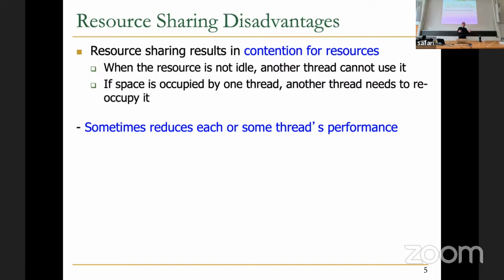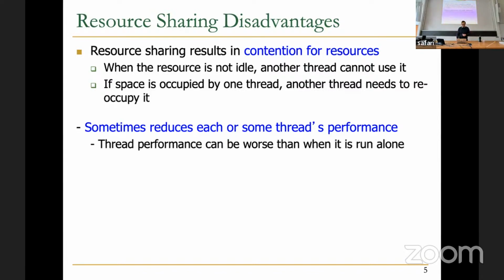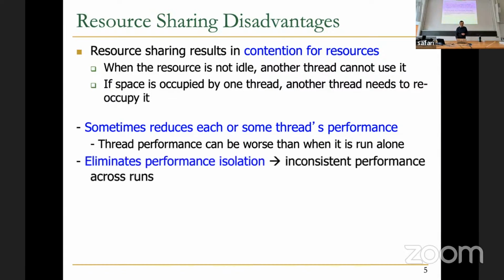But most interference in general is actually destructive, meaning it hurts performance, at least in real systems. So basically thread performance can be worse than when it's run alone. And we have seen that last time. We're going to see it more and more.